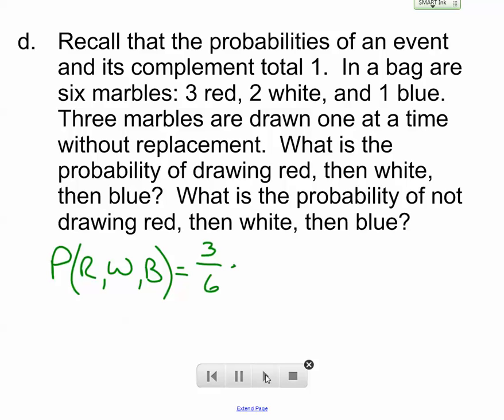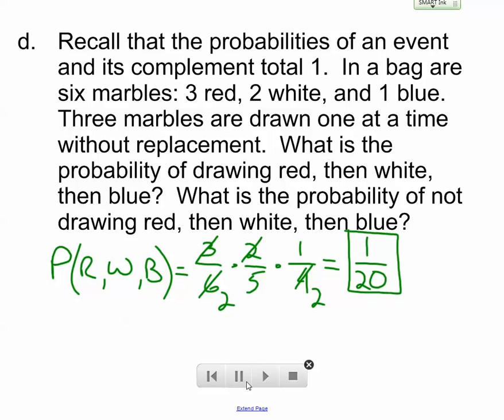Then we got to do the probability of a white. Well, if we actually do draw a red, we're going to have 2 white in there out of only 5 marbles left in the bag. And then the blue, well, there's 1 blue marble in there, but now there's only 4 because we took 2 out. 2 goes into 4 twice, 3 goes into 6 twice, and we've got a probability of 1 out of 20. 1 out of every 20 times that you draw 3 marbles consecutively without replacement, you're going to get a red, then a white, then a blue.